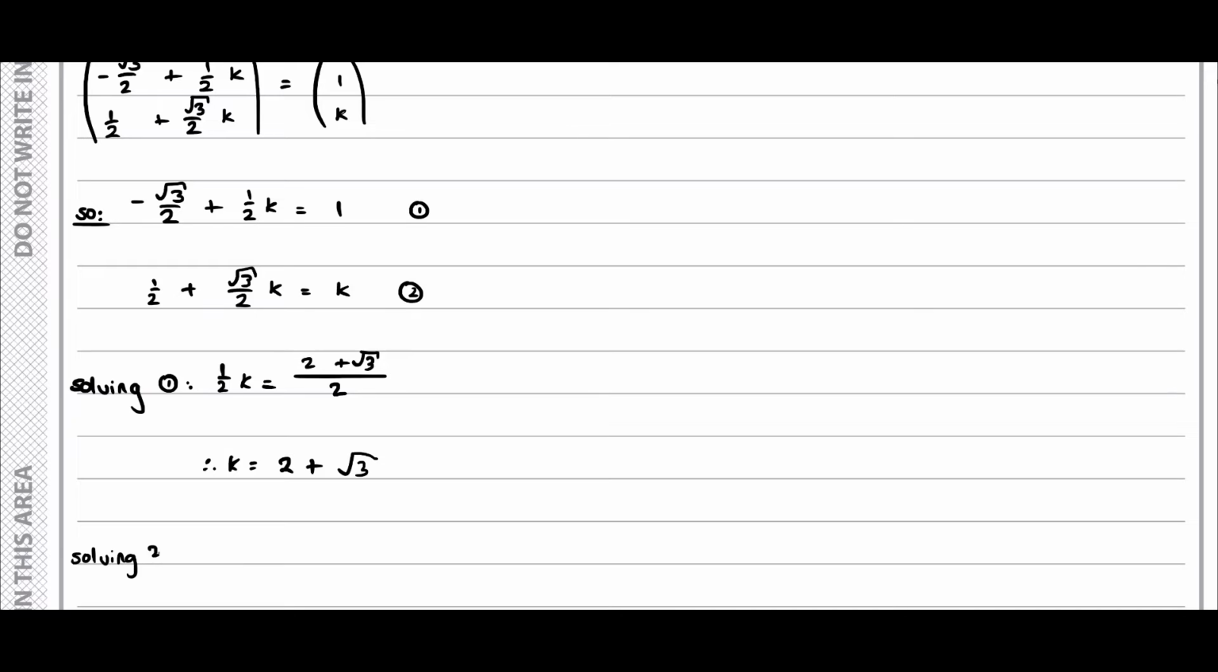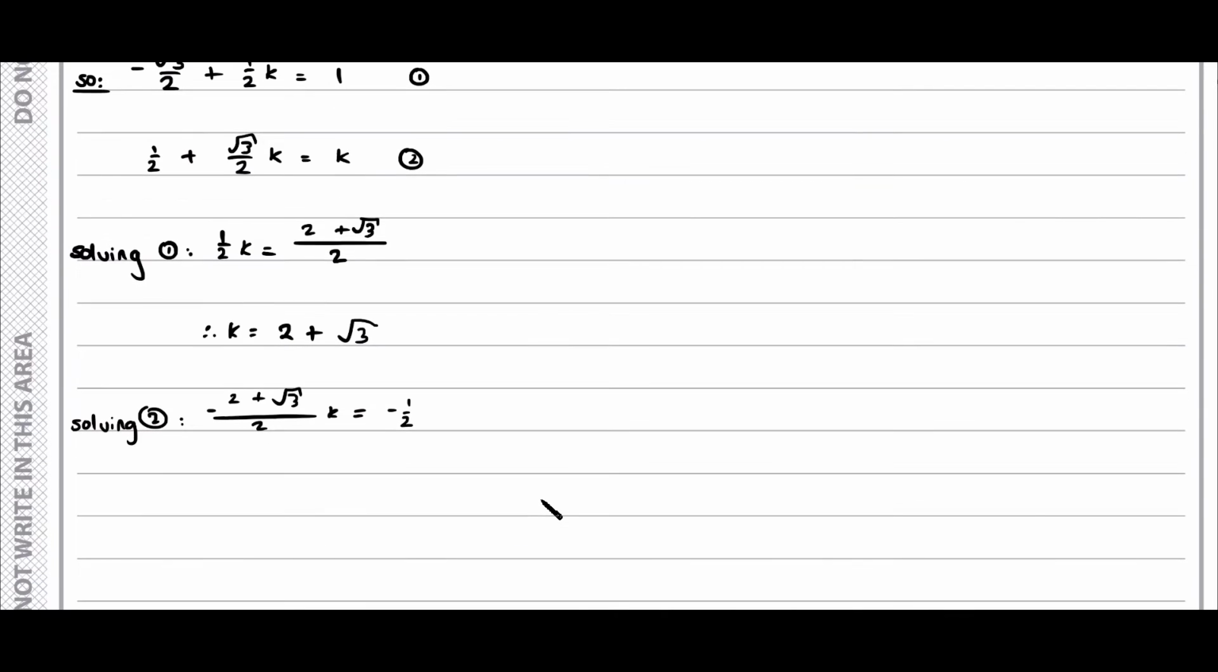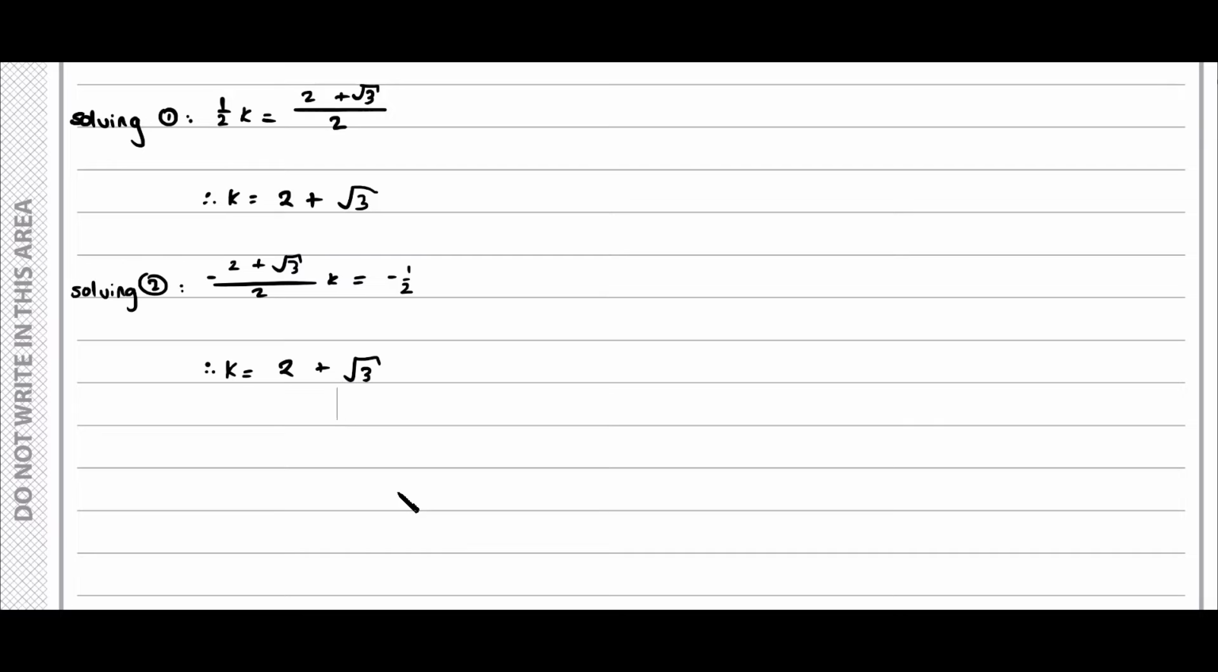If we solve equation 2, subtracting 1 from both sides, we have minus 1 plus root 3 over 2 k equals minus a half, and if again we multiply through by minus 2 here, k is equal to 2 plus root 3. And therefore, because we have the same value of k, we can conclude overall, because of that consistency, k is equal to 2 plus root 3, which is real.